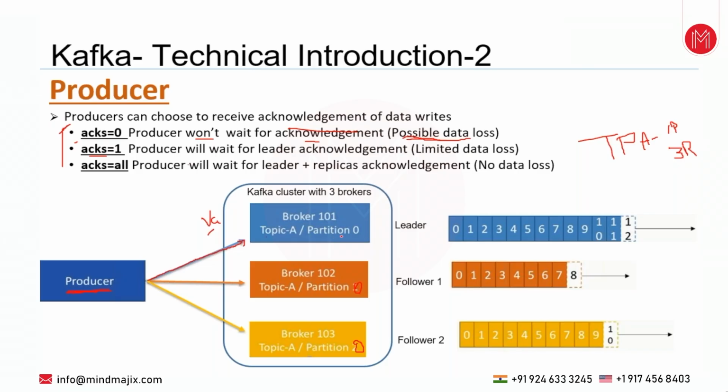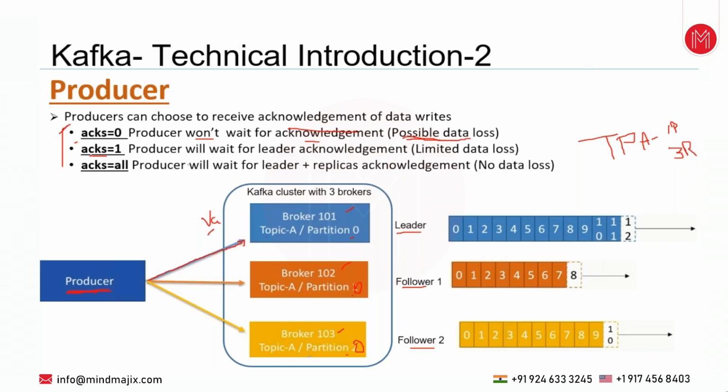So for partition 0, one copy is in broker 101, another copy is in broker 102, another copy of partition 0 is in 103. Let's assume for partition 0, broker 101 has been elected as a leader, and broker 102 for partition 0 is a follower, which means an in sync replica, and broker 103 for partition 0 is another follower, another in sync replica. Let's assume this is the case.